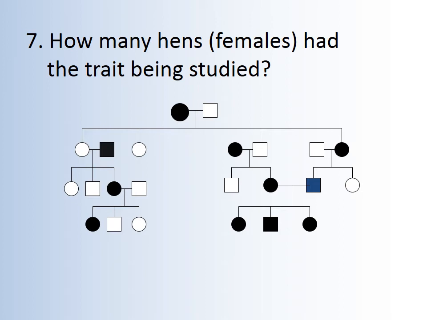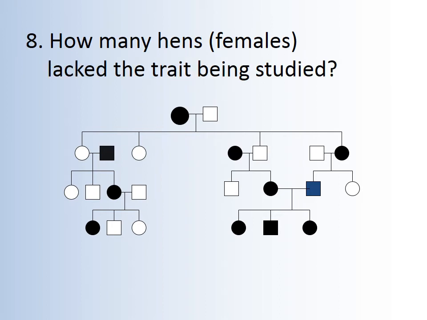With the females, how many have the trait? 1, 2, 3, 4, 5, 6, 7 of them. How many of the females do not have the trait? Let's see. 1, 2, 3, 4, 5 females don't have it. And 1, 2, 3, 4, 5, 6, 7, 8, 9. 9 females, no. 8 females did have it.